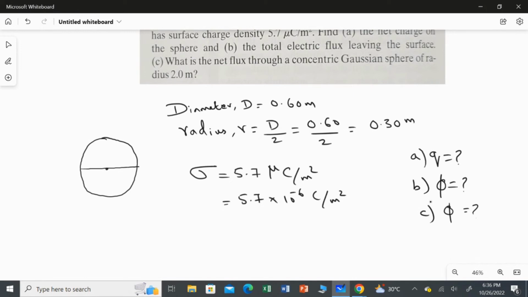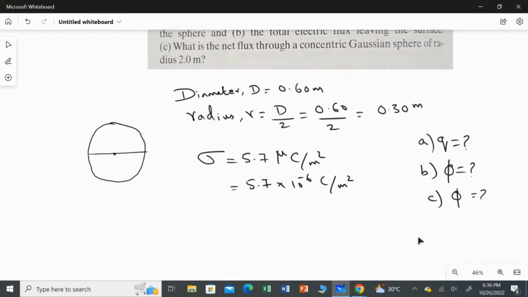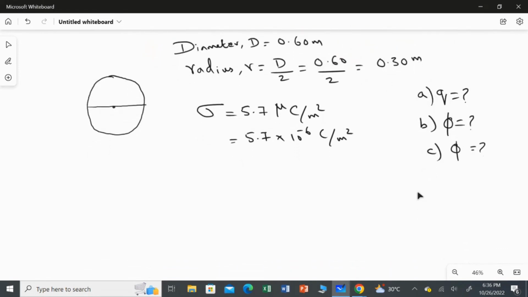So let's start with the first part. What is in the first part? We are going to find what should be the value of the charge. Already we studied the formula for the surface charge density. From the surface charge density, we know the formula. It's charge over area. Am I right? Clear? And from this, I'm going to find the charge. Therefore, the charge is equal to sigma multiplied by area, and here the area is nothing but the surface area of the sphere.